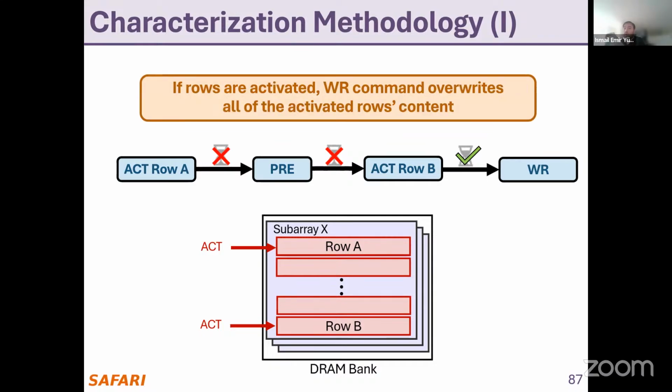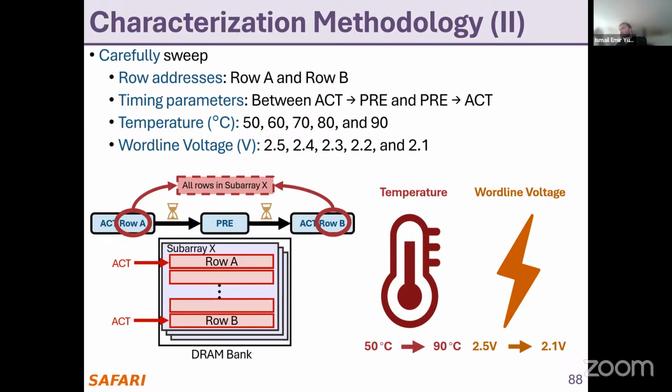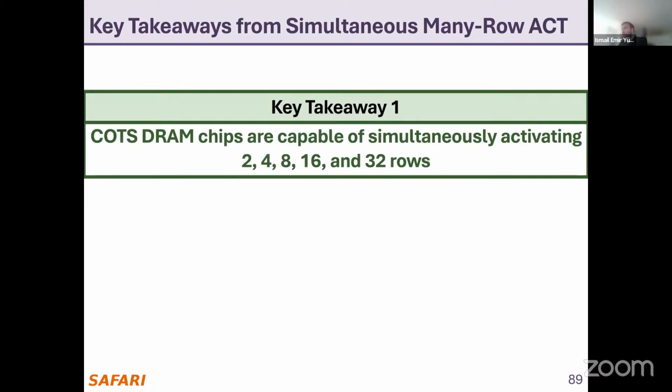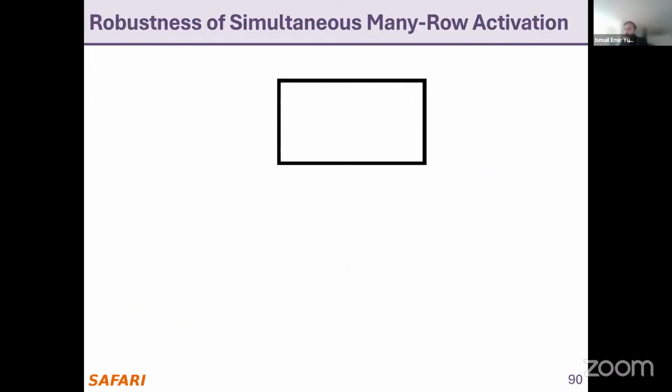So that's our methodology. If the rows are activated, the write command overwrites all of the activated rows' content. Here we carefully sweep row A, row B, and the timing parameters between each command in the command sequence, and we sweep temperatures and word line voltages. Our key takeaways from this experiment are that off-the-shelf DRAM chips are capable of simultaneously activating 2, 4, 8, 16, and 32 rows, and that simultaneous many-row activation is highly resilient to temperature and word line voltage changes.